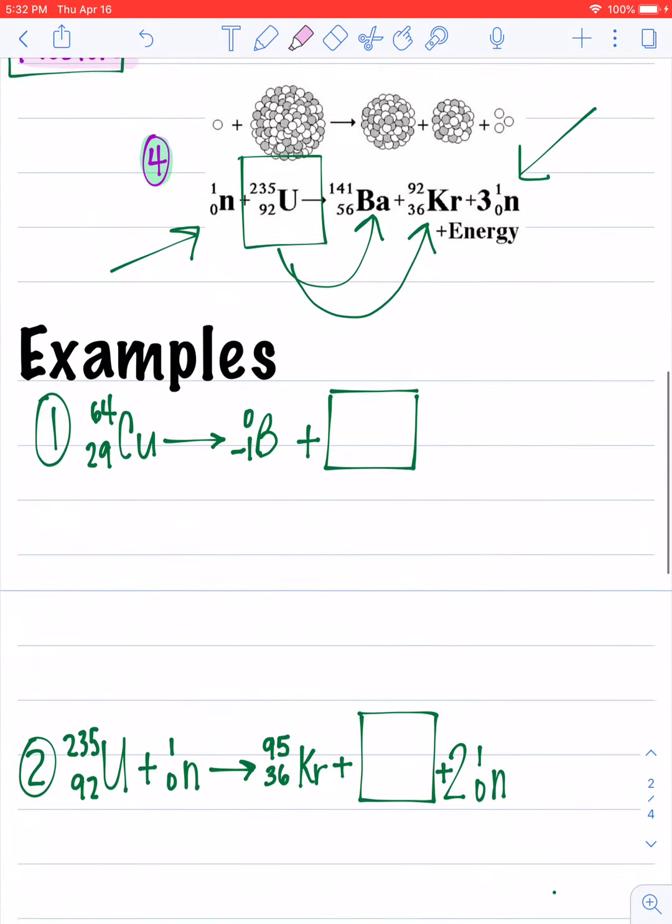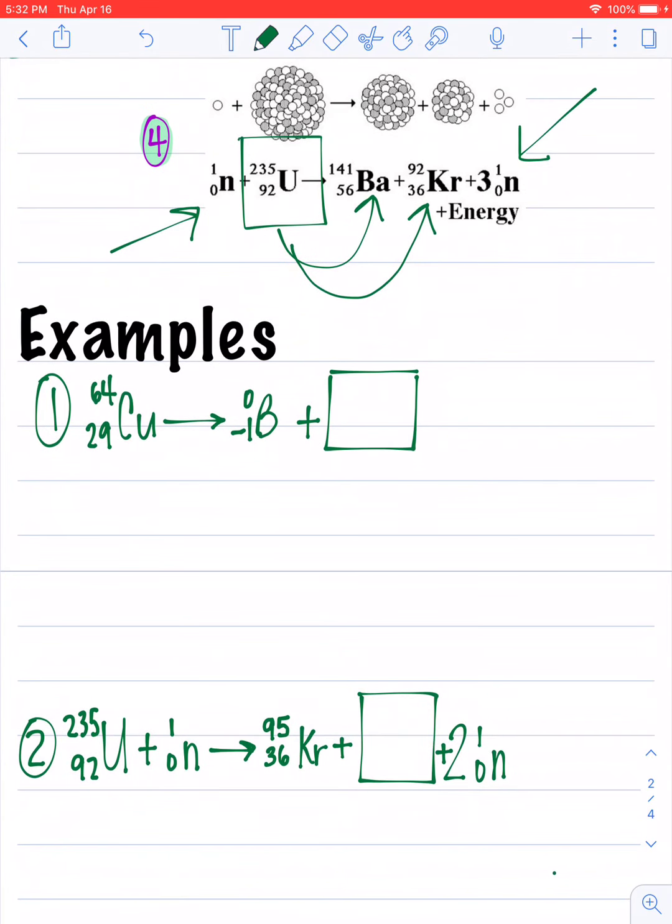Okay, all right, let's go down and work a couple of examples. So let's take the first example. We have copper 64, and it looks like it's giving off some kind of particle here. Hopefully you're now starting to become familiar with the fact that that is a beta particle. And the way that you solve these equations is you're going to solve all of the mass part of the problem, and then you're going to switch over and solve all of the proton part of the problem.